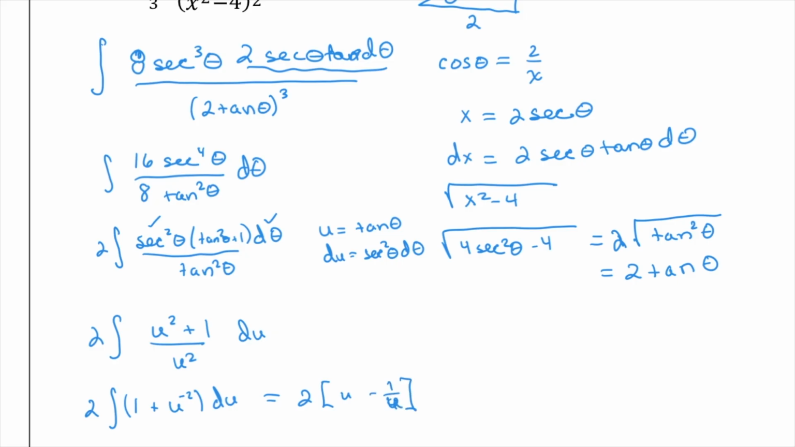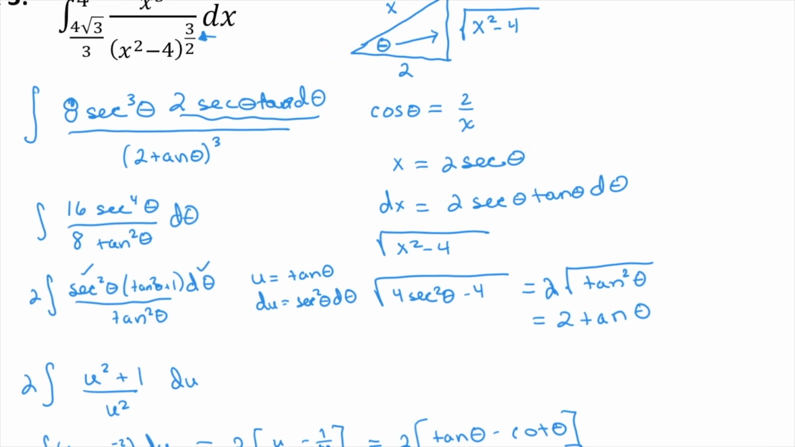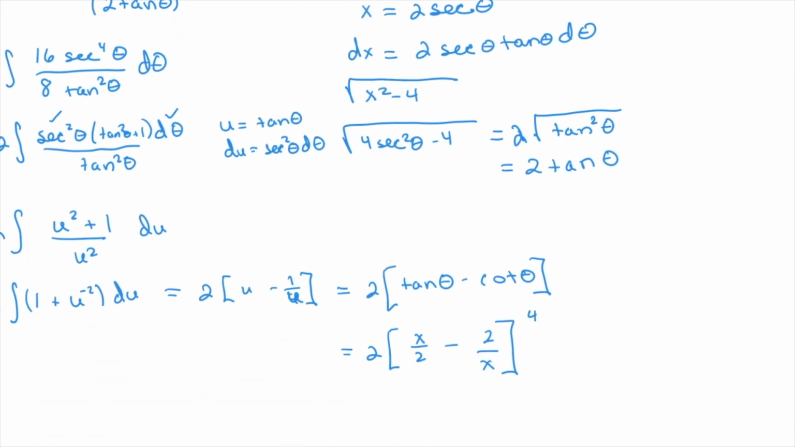All right. Let's go back and resubstitute. So what do we know? This is equal to 2 times your tangent of theta minus your 1 over u, and 1 over u is going to be 1 over your tangent, which is your cotangent theta. And then we will also need to think about our endpoints. Going back to the picture first, replace your tangent with the opposite over the adjacent. So that's going to be x over 2 minus your cotangent, which is your adjacent over the opposite. So that will be 2 over x. And then we'll replace the values we started with. I seem to have lost them along the way. We have 4 and 4 root 3 over 3.